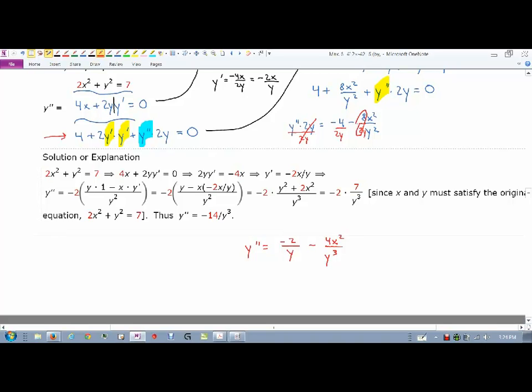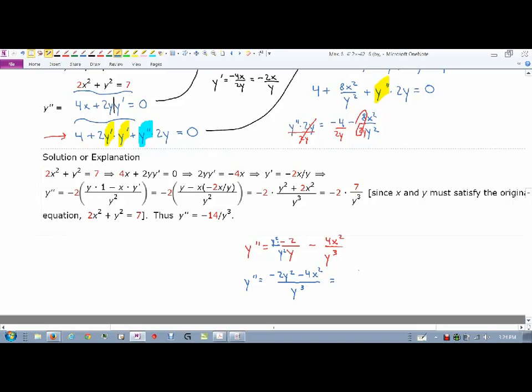However, there's something kind of tricky in here that we're going to notice. The only way to notice is to try and combine these two fractions on the right-hand side together by getting a common denominator. So let me put y squared here and a y squared on top, multiplying that. Okay, so I can get a common denominator. And now I get y double prime equals negative 2y squared, then minus 4x squared, all over y cubed.